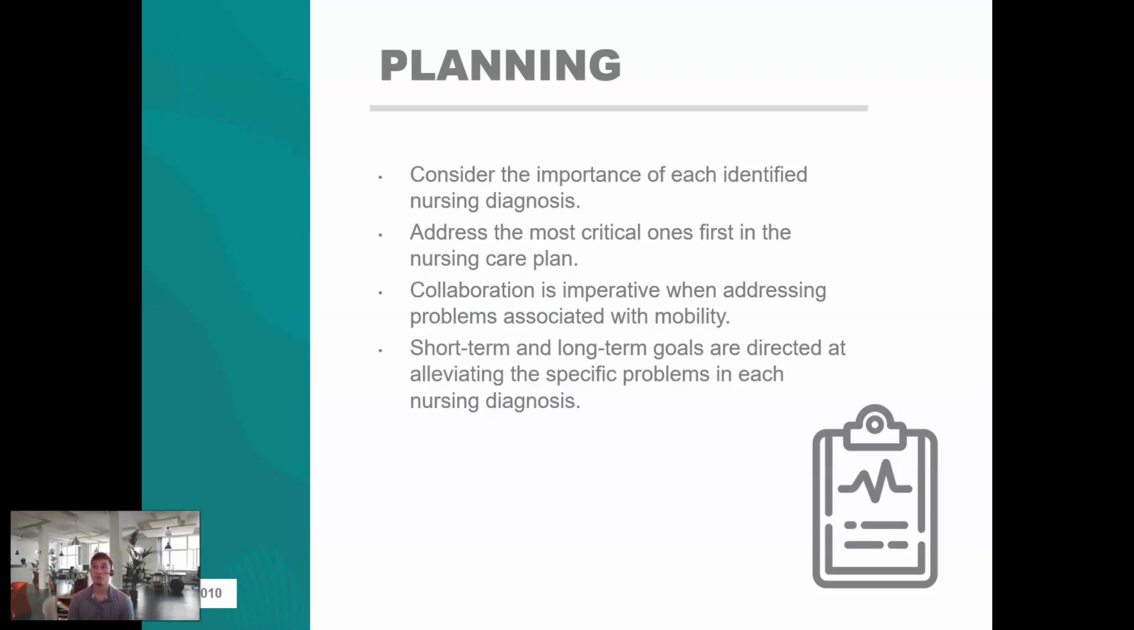We need to address the most critical one first, though, when we make out our care plan and decide which is the priority based on all of these things we're trying to tackle. Everything's important, but we need to prioritize them. We might have to take a collaborative approach, and that's going to be imperative when addressing problems with mobility. You can't tackle it all yourself as the nurse, so you might have to leverage some of your peers.